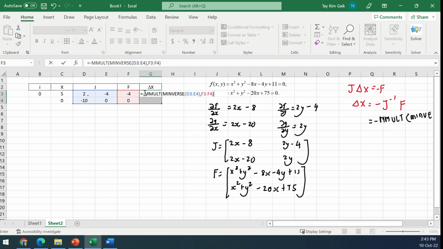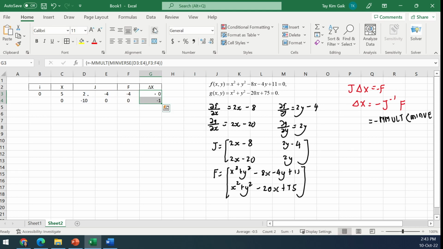So you see negative MMULT, comma, open the parenthesis. For any function in Excel, make sure you open close parenthesis. So MINVERSE, open close, select the range of your matrix J, comma, this is vector F. And then press Ctrl Shift Enter. So we obtain the solution. The delta x is 0 and negative 1. Then we complete the first iteration.